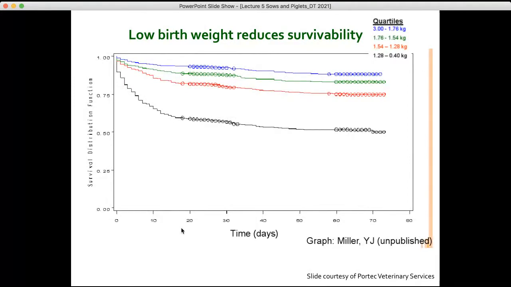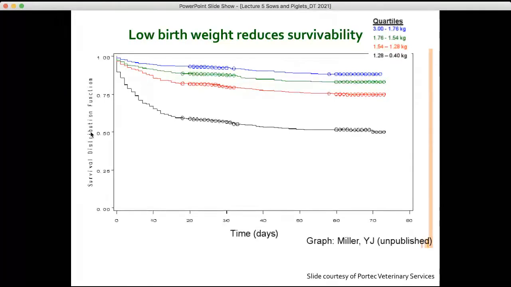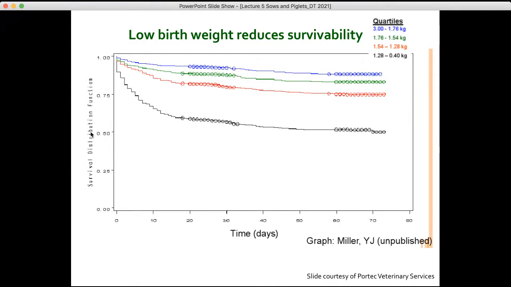So the first point that is important to make is that a low birth weight will reduce your piglet survivability significantly. So this is unpublished data, but it was research that was done here in Western Australia. On the x-axis we have the time in days, and then on our y-axis we have a survival distribution function. So 1 meaning survival, 0 obviously meaning not. And then we've divided our piglet weights into quartiles. So highest, middle, and lowest quartiles. So you can see here piglets that are less than 1.3 kilos at birth are considered a low birth weight. And looking at these lines, you can see that if you are a piglet in the 4th quartile, your chances of survivability reduce by nearly 50% as time goes along.